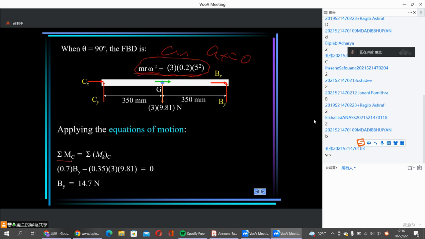Again, we still have the moment of the real force about point C equal to the moment of the kinetic force about point C. Here it is equal to 0. Why is it equal to 0? Because the kinetic force here, MAN, passes through point C. So this one equals 0. We can find BY easily. Again, we can just write down the right direction.